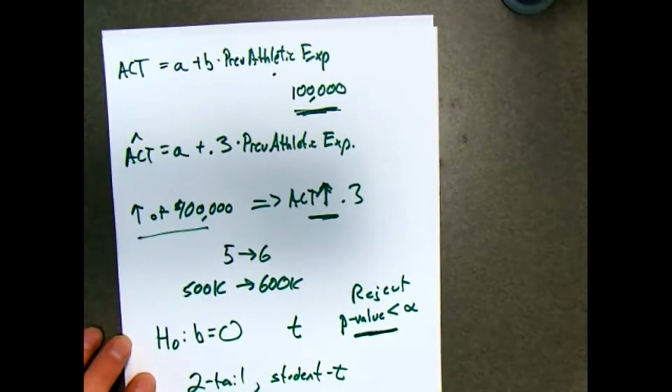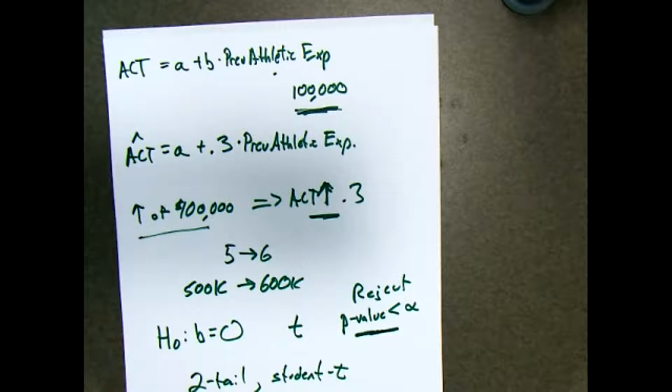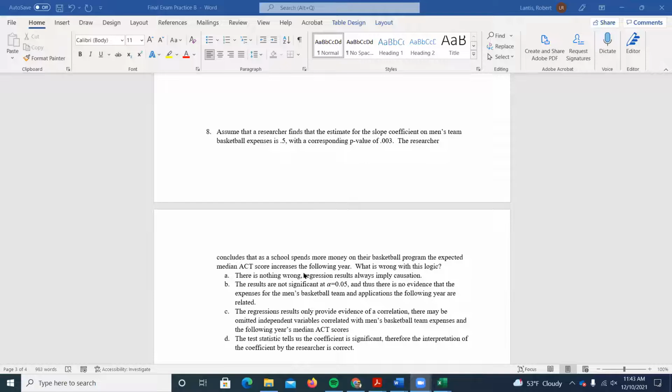So we want to be careful and not interpret these as causal relationships, but remember that they're just evidence of a correlation. If I give you a question like that, what's wrong with the logic? It's just evidence of a correlation. So it only provides evidence of a correlation. There's likely some omitted variables here. We ran a pretty naive regression. Okay.